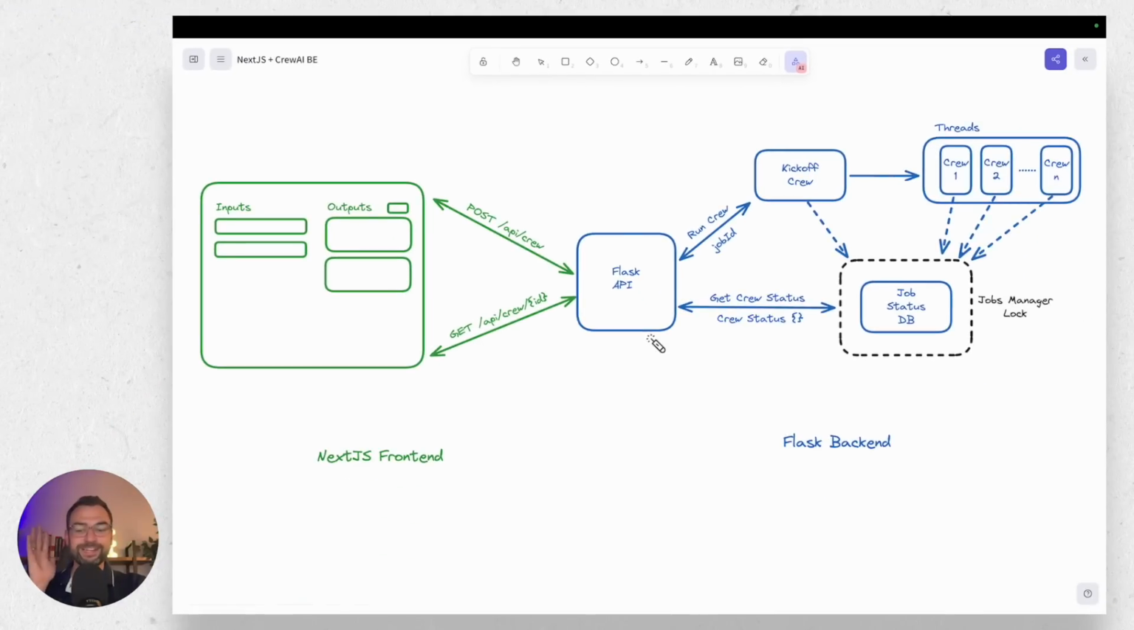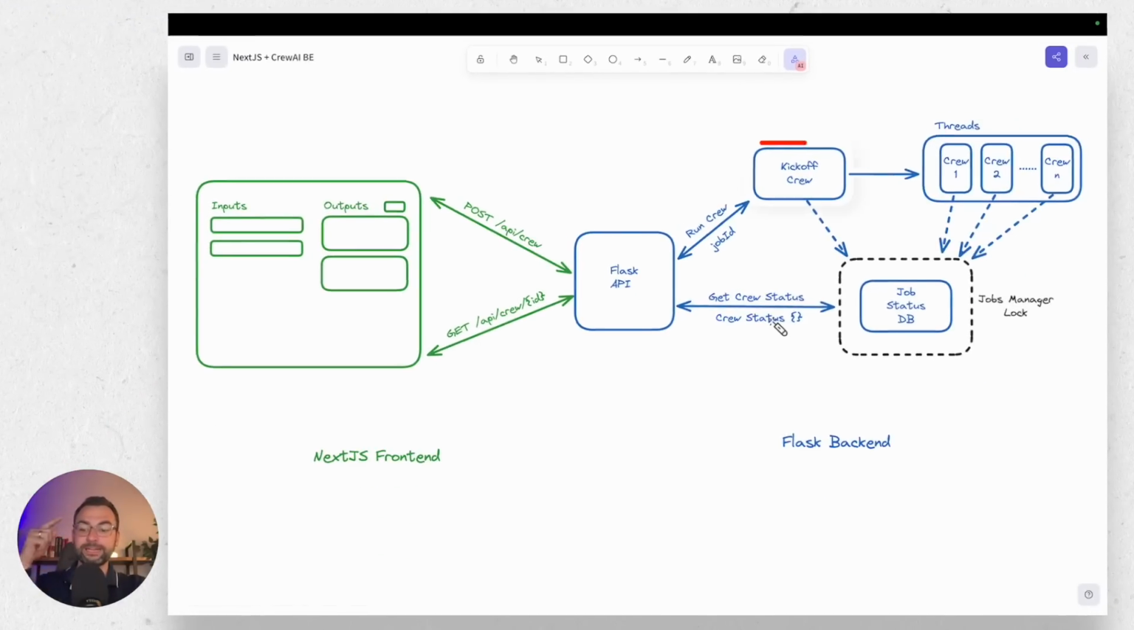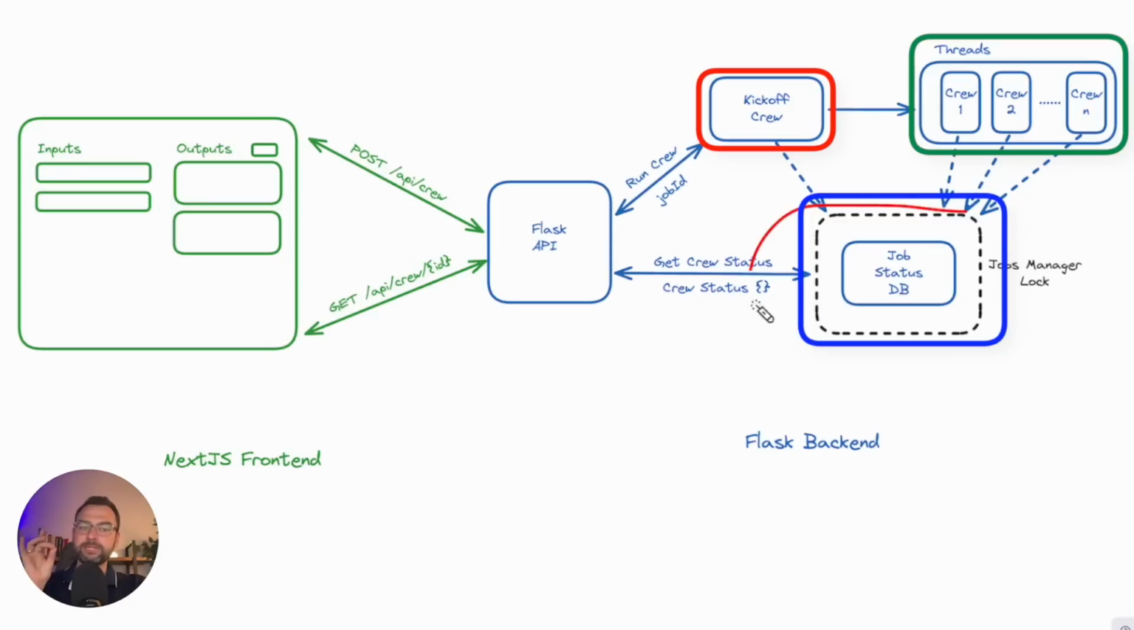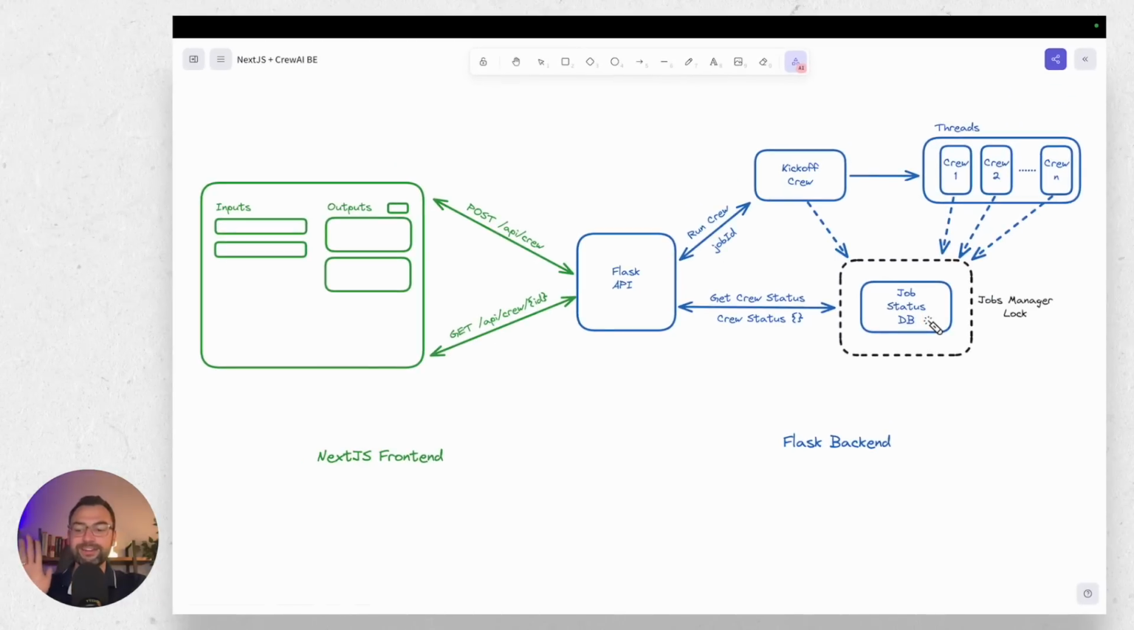So let me just recap real fast. We have a crew that gets kicked off in a background thread. We also have a little in-memory database right here that's just going to store the status of the job, events, and the final results. And from our front end, we're just going to continually ping the backend to get the status of the job. Now, that's how it's going to work at a very high level, and we're going to dive into much more detail in just a second.